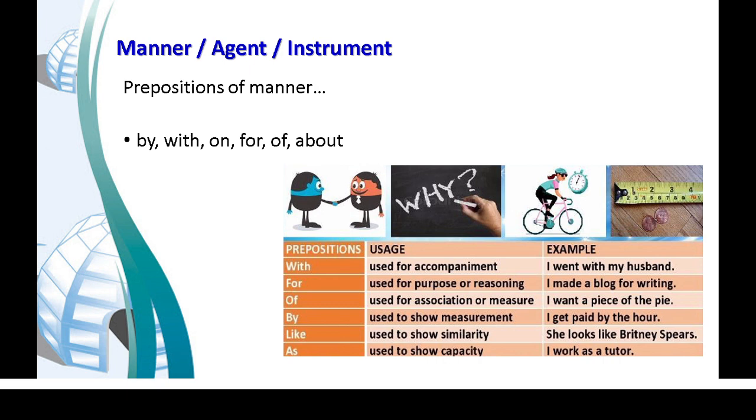Here are some examples. With is used for accompaniment. I went with my husband. For is used for purpose or reasoning. I made a blog for writing. Of is used for association or measure. I want a piece of the pie. By is used to show measurement. I get paid by the hour. Like is used to show similarity. She looks like Britney Spears. As is used to show capacity. I work as a tutor.